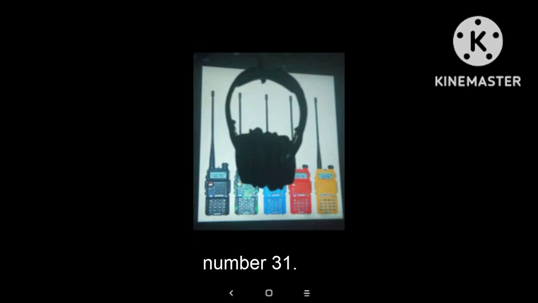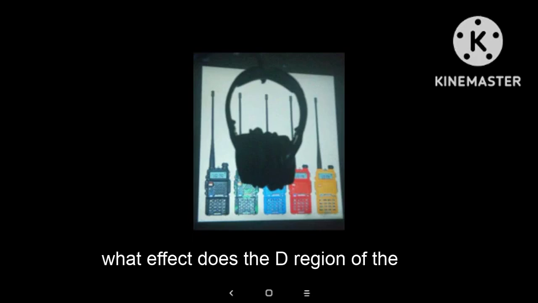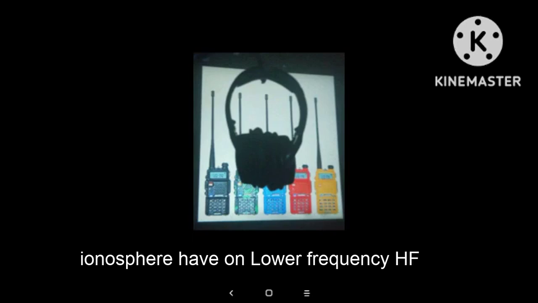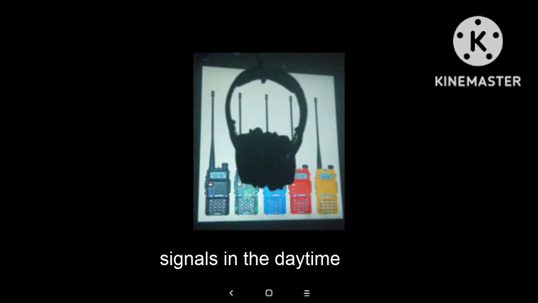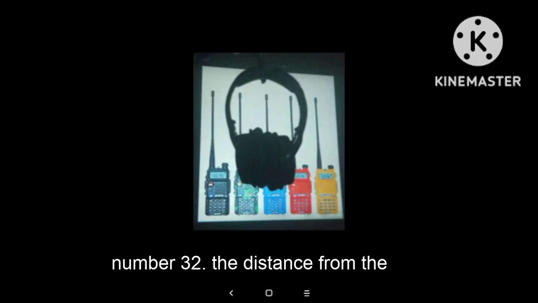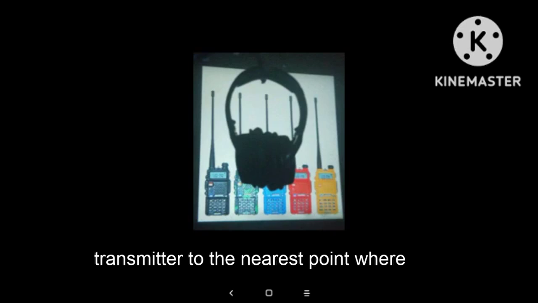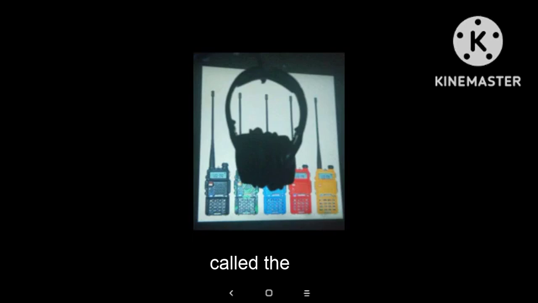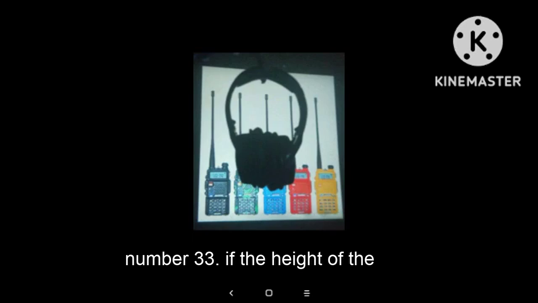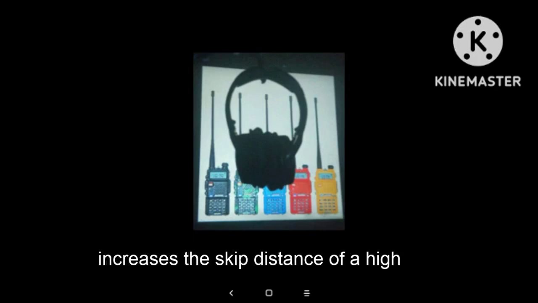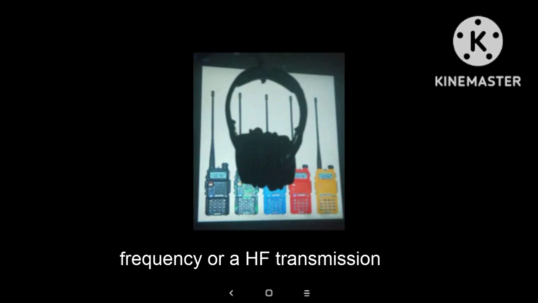Number 31. What effect does the D region of the ionosphere have on lower frequency HF signals in the daytime? It absorbs the signals. Number 32. The distance from the transmitter to the nearest point where the sky wave returns to the Earth is called the skip distance. Number 33. If the height of the reflecting layer of the ionosphere increases, the skip distance of a high frequency or HF transmission becomes greater.